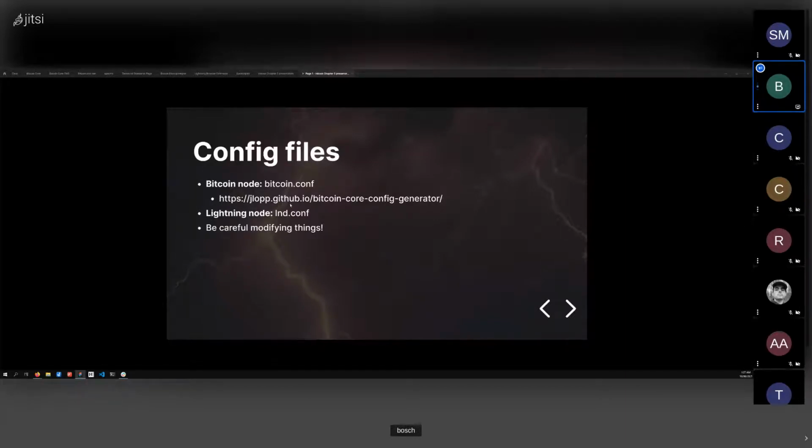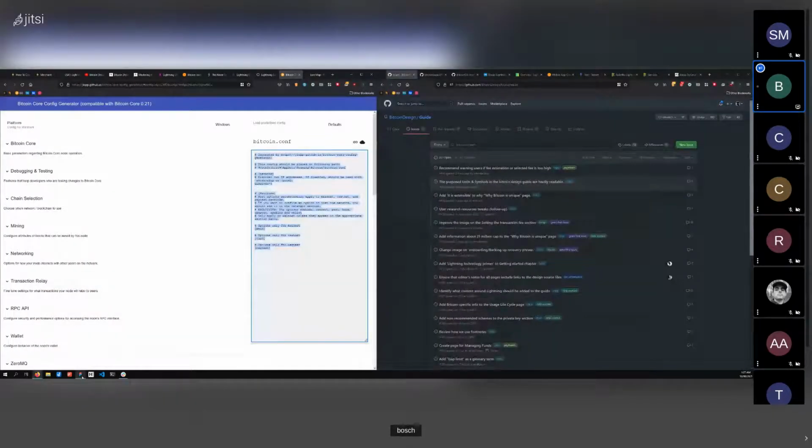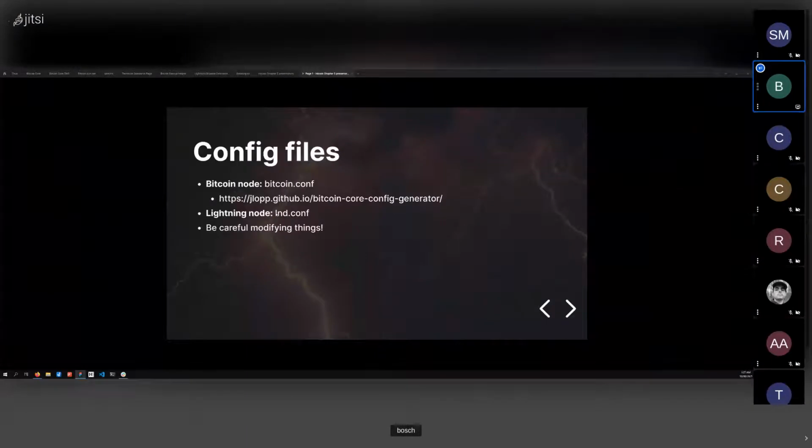It's the same kind of concept with a Lightning node. There isn't a simple config generator like this for a Lightning Network node, but it's the same concept. It has a bunch of parameters you can configure and change. I'll cover a few of them later on in the presentation. There's a few examples that I'll go over. But just be careful when you're modifying that stuff. It can screw your node up. But yeah, it's a fun exploration.